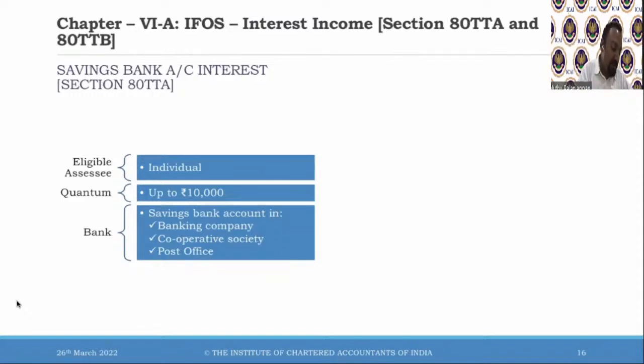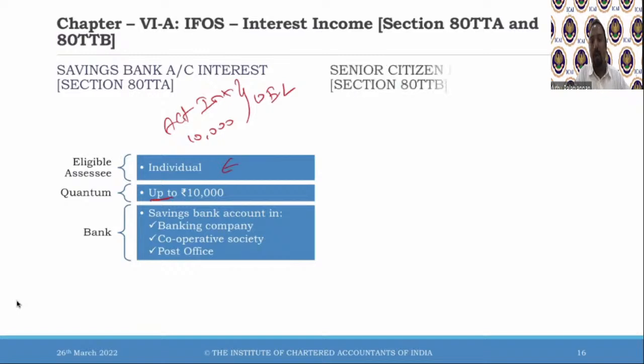You are an individual and you have a savings bank account in a bank, cooperative society, or a post office. If you have savings bank interest up to 10,000, it is eligible. If more than 10,000, 10,000 is eligible. So it is your actual interest or 10,000, whichever is lower. Whichever is lower is what you need to consider. That is the deduction. What about 80TTB?